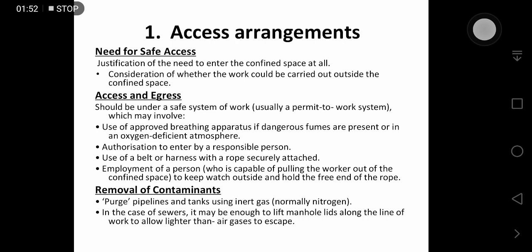and then use of a belt or harness with a rope securely attached, then employment of a person who is capable of pulling the worker out of the confined space to keep watch outside and hold the free end of the rope. The third access arrangement includes removal of contaminants, which means purging pipelines and tanks using inert gas. In the case of sewers, it may be enough to lift manhole lids along the line of work to allow lighter than air gases to escape.